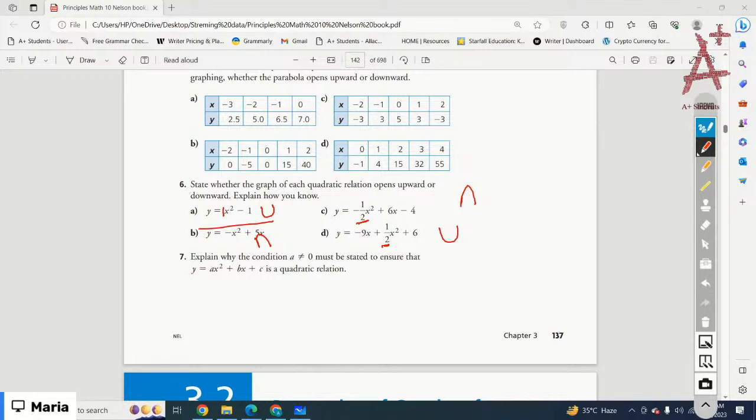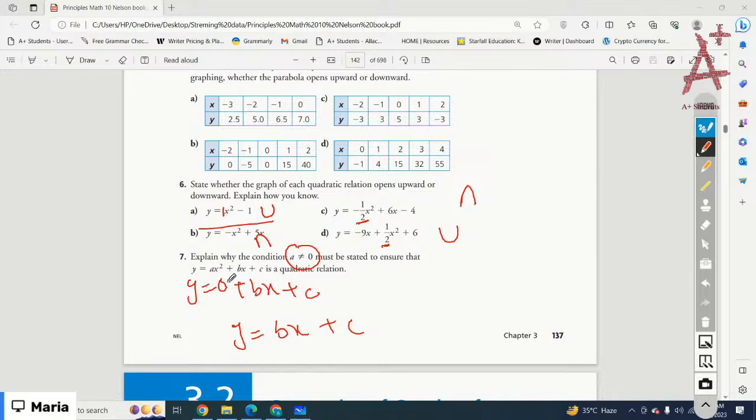Question number 7: explain why the condition a is not equal to 0 must be stated to ensure that y equals ax squared plus bx plus c is quadratic. If a is 0, you don't have the x squared term. When a is 0, ax squared is 0, so you have 0 plus bx plus c, and you are left with y equals bx plus c. So bx plus c is a linear relation. That's why the condition a must not be equal to 0.